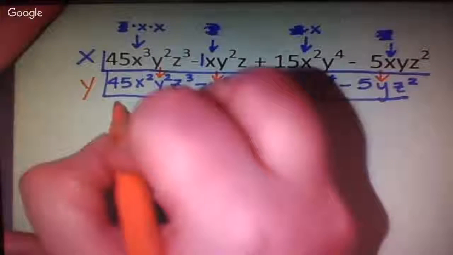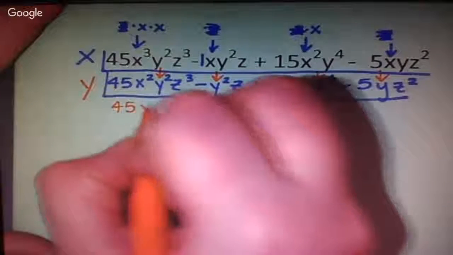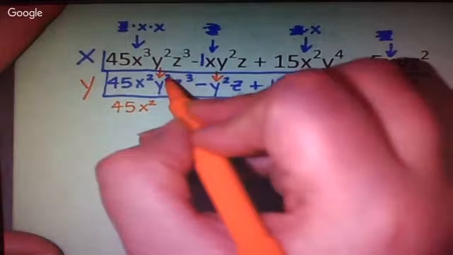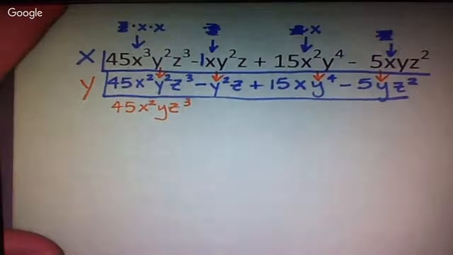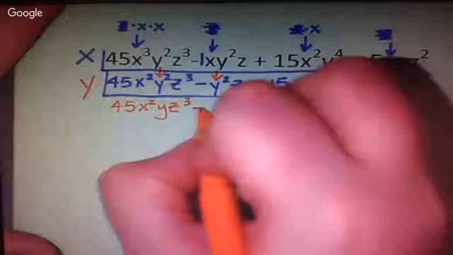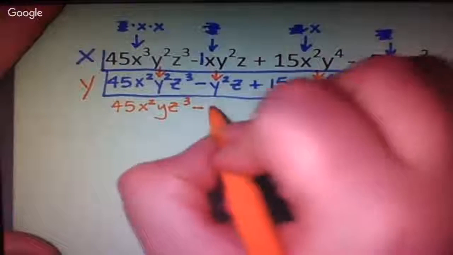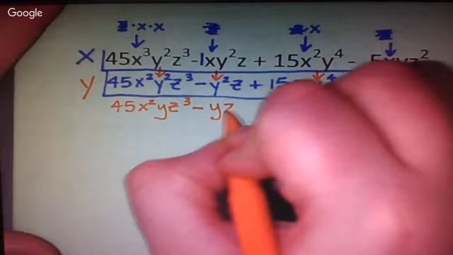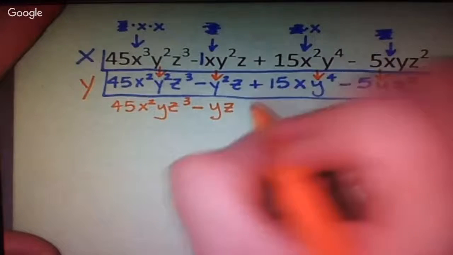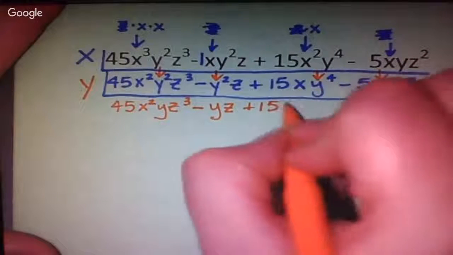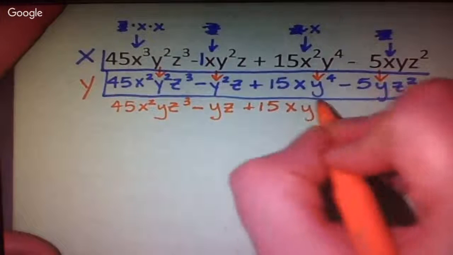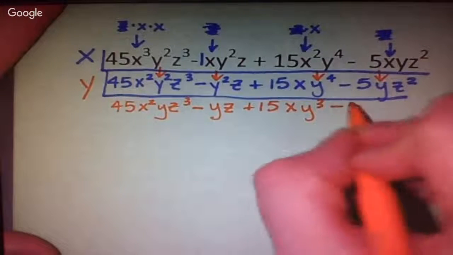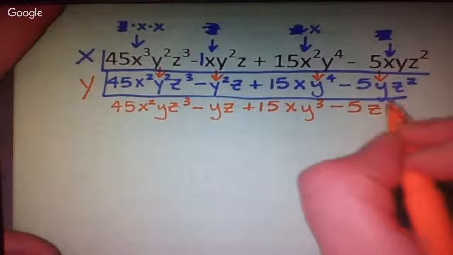So that means this first one becomes 45. I didn't touch my x this time. I started with 2, so now I only have 1. Didn't touch the z's. Minus, I had 2, now I only have 1. Didn't touch the z's. 15, didn't touch the x. I started with 4, now I've got 3. And this one, I started with 1, took it away, so all I have left are my z's.